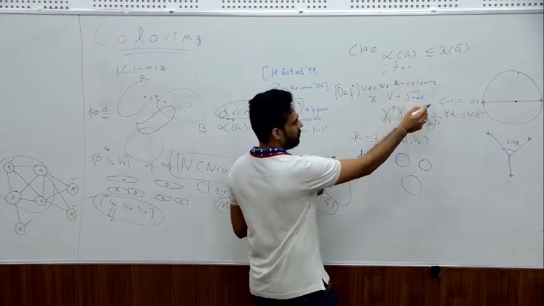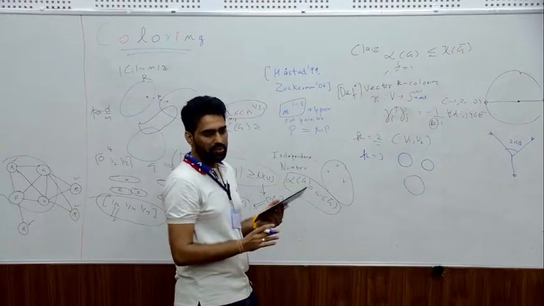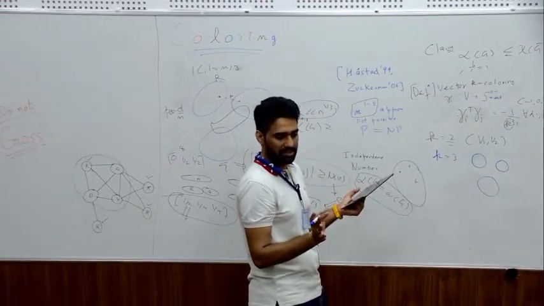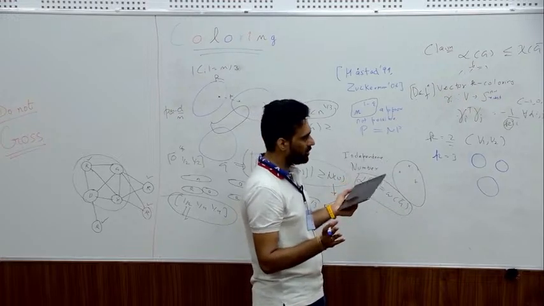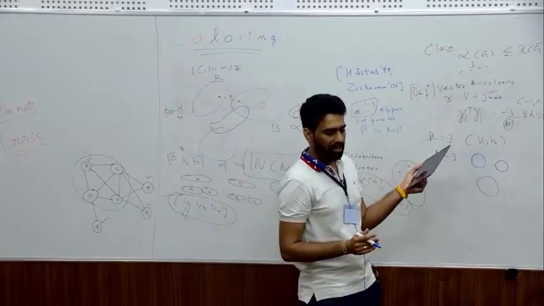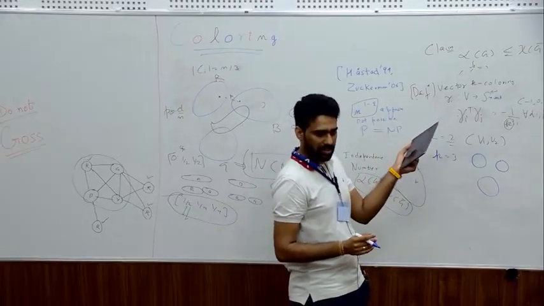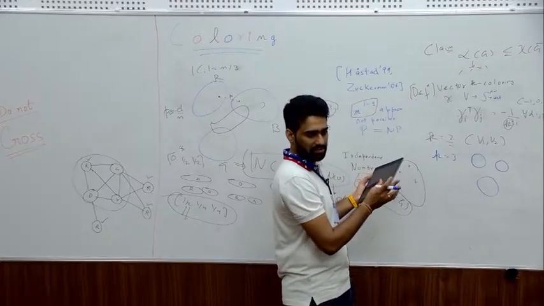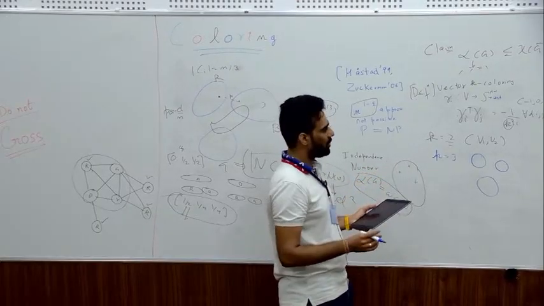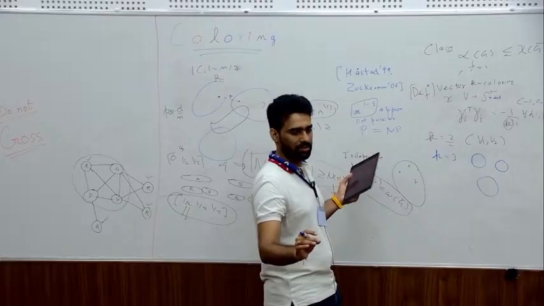How far can two vectors be on a unit sphere? Yeah, 180 degrees apart, right? Minus 1, their inner product is minus 1. So the vector 2 coloring problem is asking, can you find such vectors? Can you embed the vertices of your graph into a unit sphere so that for every edge the vectors are as far apart as possible?